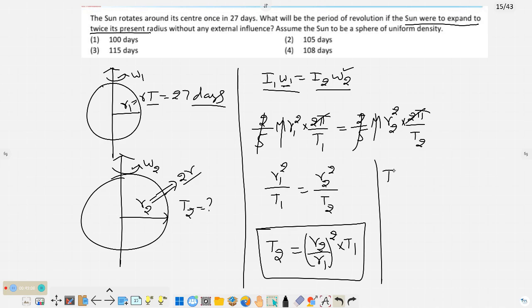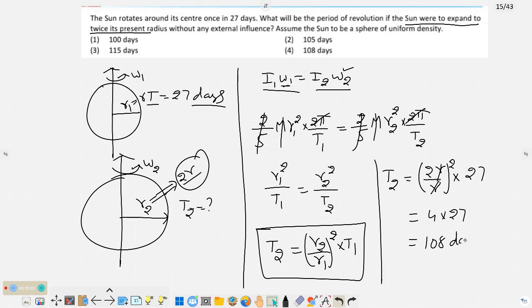T2 is equal to, R2 value is already given as 2 times R. So that is 2R by R whole square into T1 value, which is 27. The R gets cancelled. That is 4 into 27, which is 108 days. If you check the options, the option near 108 days is the fourth option, given as 108 days. That is the answer to the question.